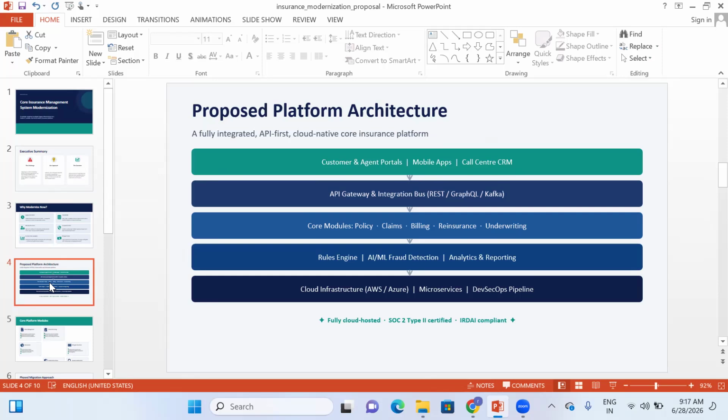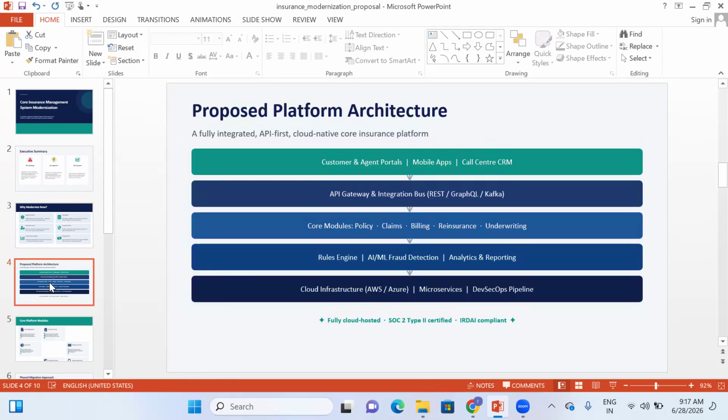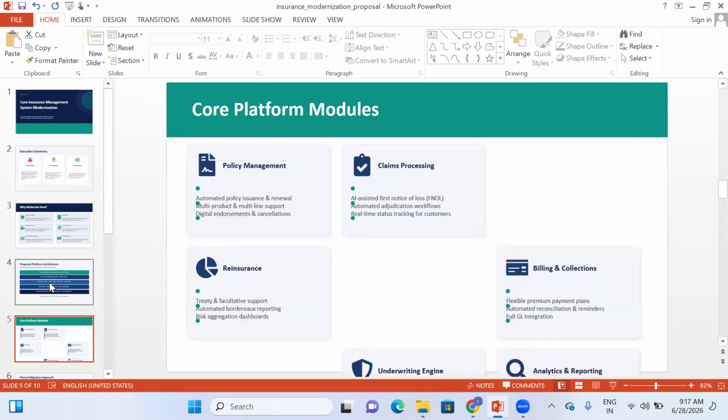Last but not least, as it's a cloud native platform we want to develop, it must use cloud infrastructure, AWS or Azure, or a microservices architectural style, and DevOps operations pipelines. Everything can be used here. This is the proposed platform architecture we need to develop with. This is another one, modernizing at the same time the proposed platform architecture. This is the one we are about to develop. This is something that has to be explained.